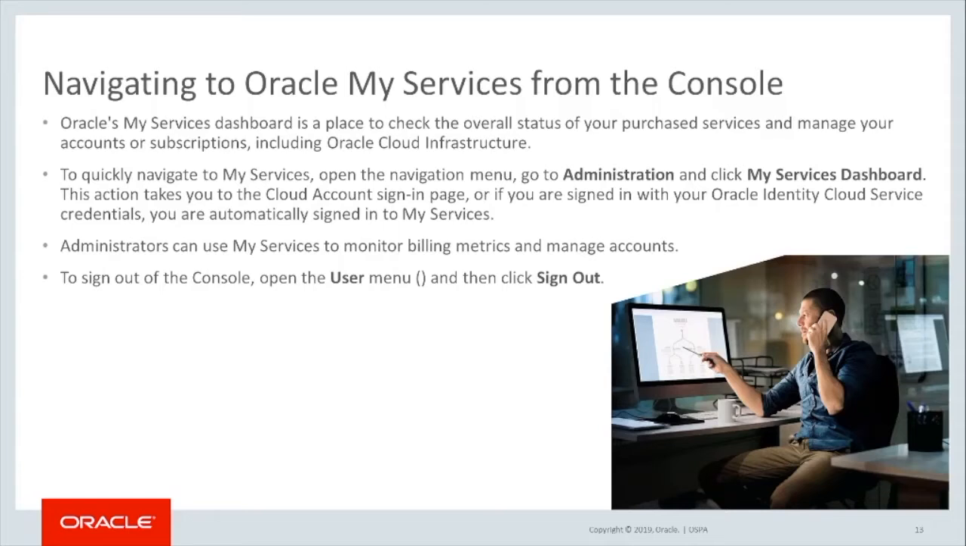To check the overall status of your purchased services and manage your accounts or subscriptions, you can use Oracle's My Services dashboard. To quickly navigate to My Services, open the navigation menu, go to Administration, and click My Services dashboard. This action takes you to the Cloud Account Sign-In page, or if you are signed in with your Oracle Identity Cloud Service credentials, you're automatically signed in to My Services. Administrators can use My Services to monitor billing, metrics, and manage accounts. Important notifications can also be found in the My Services dashboard, including security alerts, quota breaches, or scheduled maintenance. To sign out of the console, open the User menu and then click Sign Out.